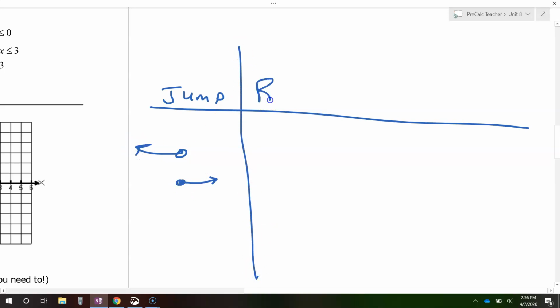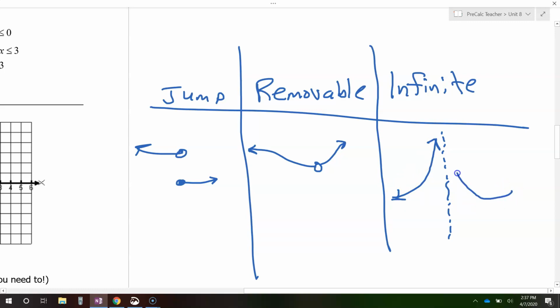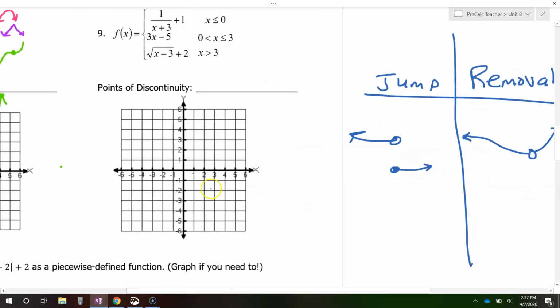There's a removable discontinuity. All right, that's where the graph just has like a hole in it. That's a removable discontinuity. And then you have an infinite discontinuity. That's where you have an asymptote, and that's why you have a break in the graph. So maybe the graph is going like this because there's an asymptote there. All right, that would be an infinite discontinuity.